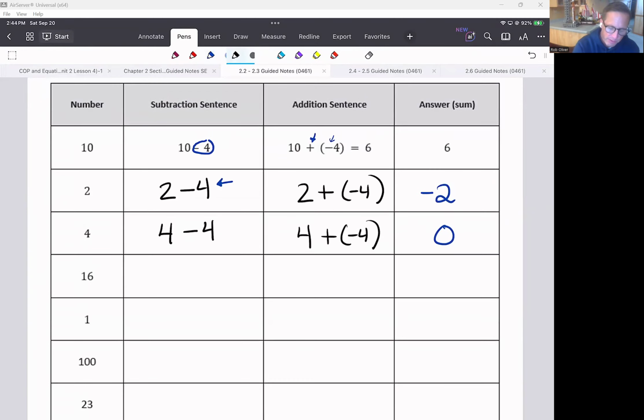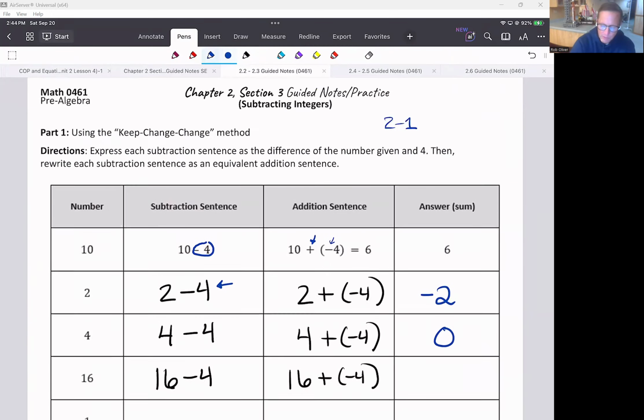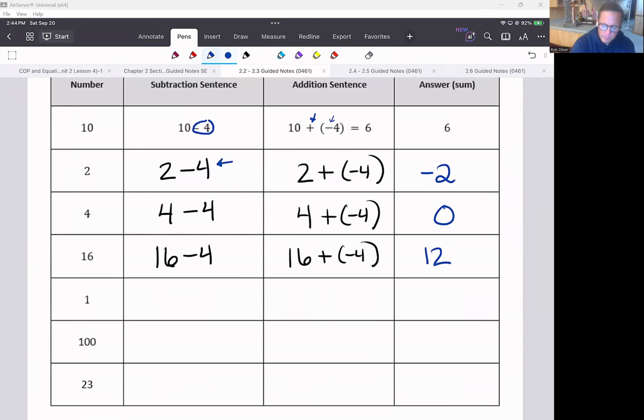All right, so this next one, we're going to do 16 minus 4. We're going to rewrite that as addition. So 16 plus negative 4. 16 plus negative 4 is 12.